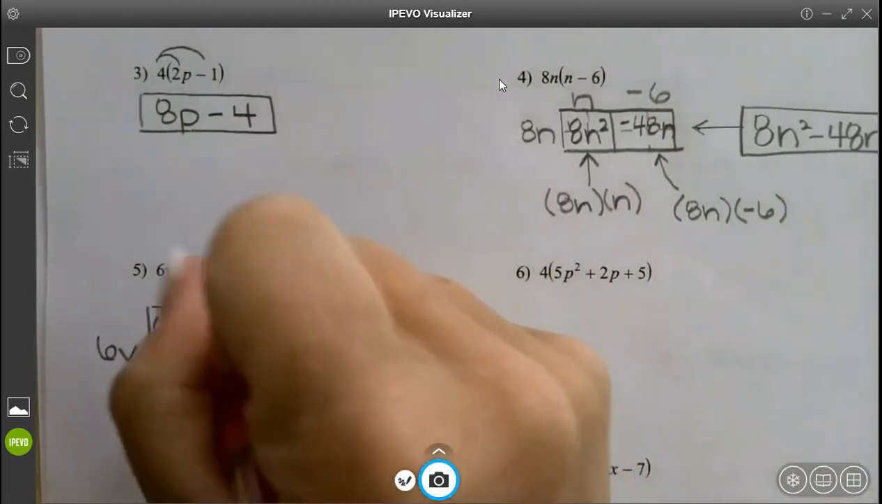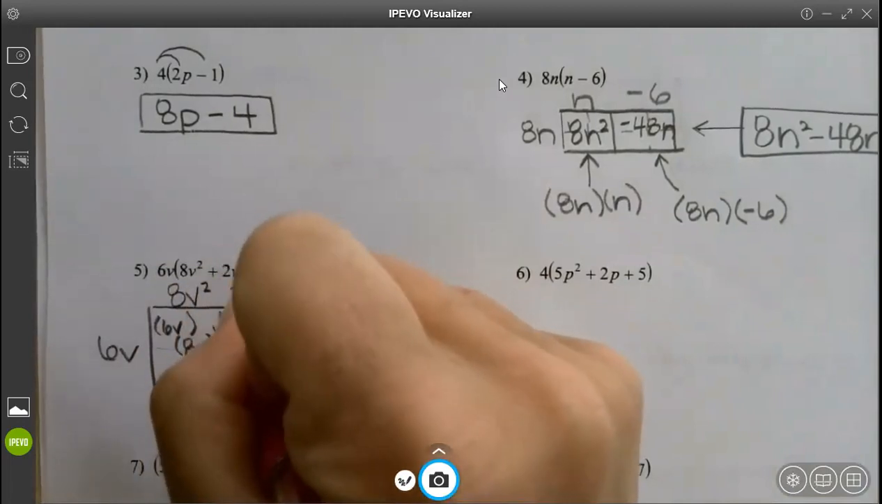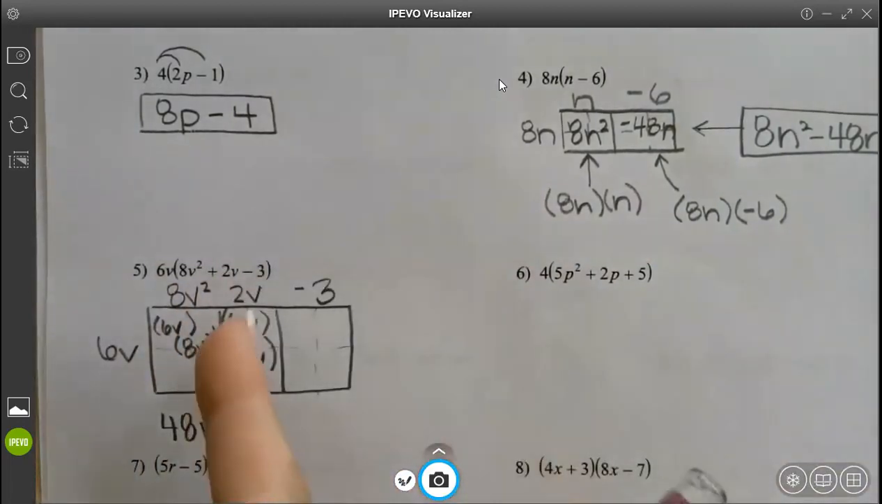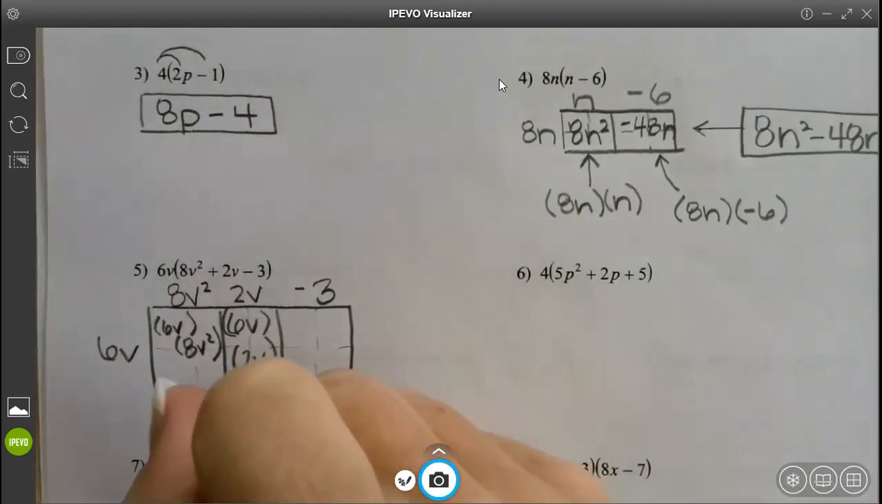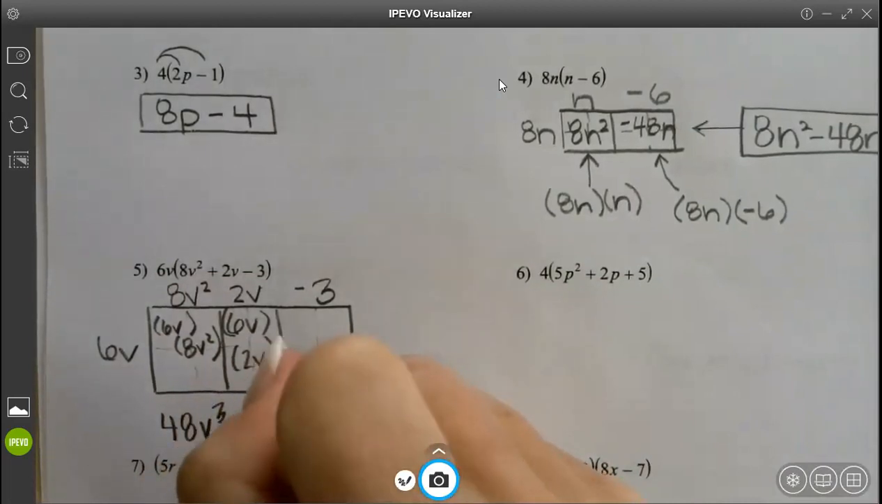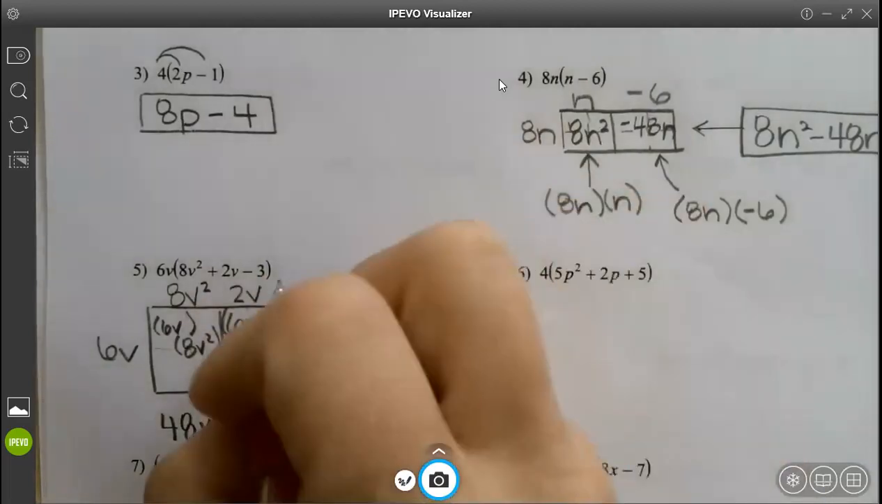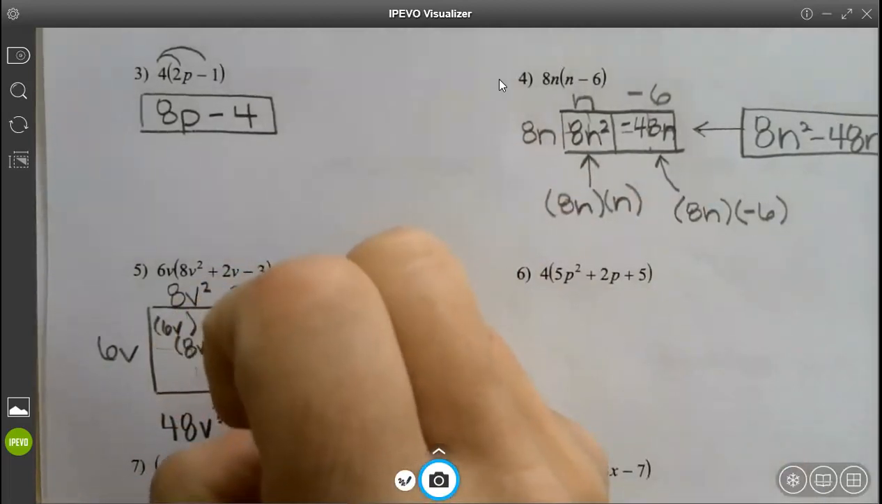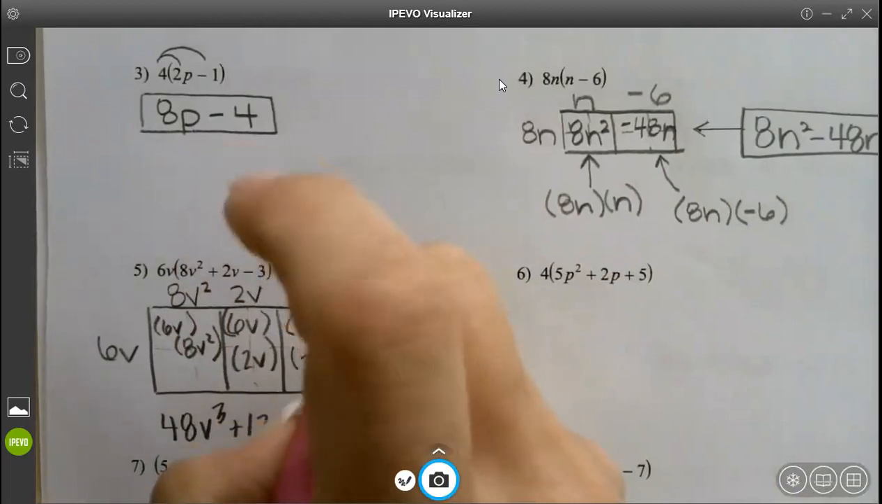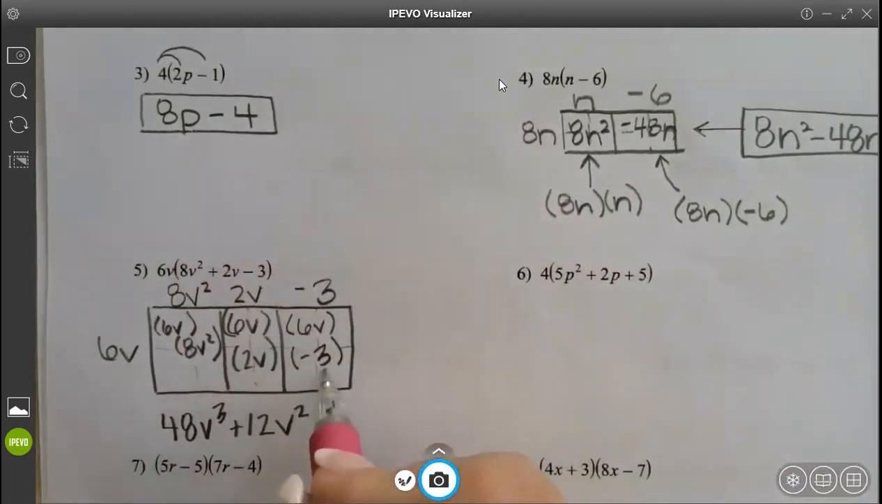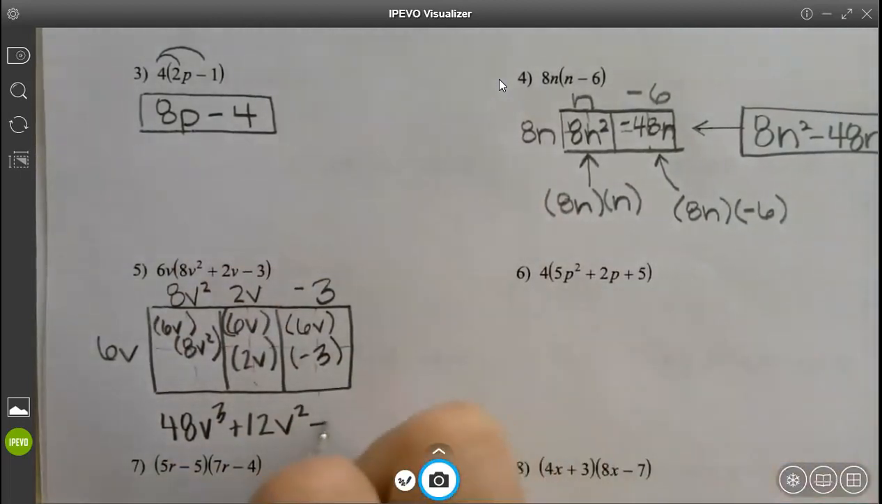And the next one, 6v and 2v. 6 times 2 is 12. And we have 2 v's. And in the last box, 6v and -3. 6 times -3 is -18 and a v. That's a lot.